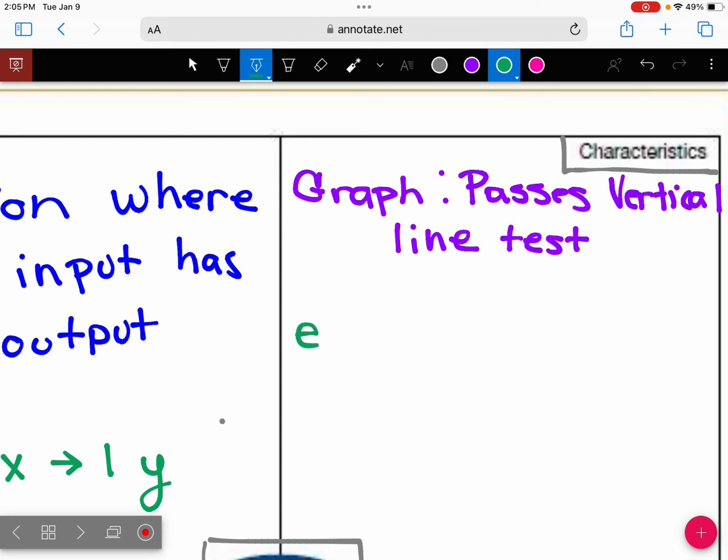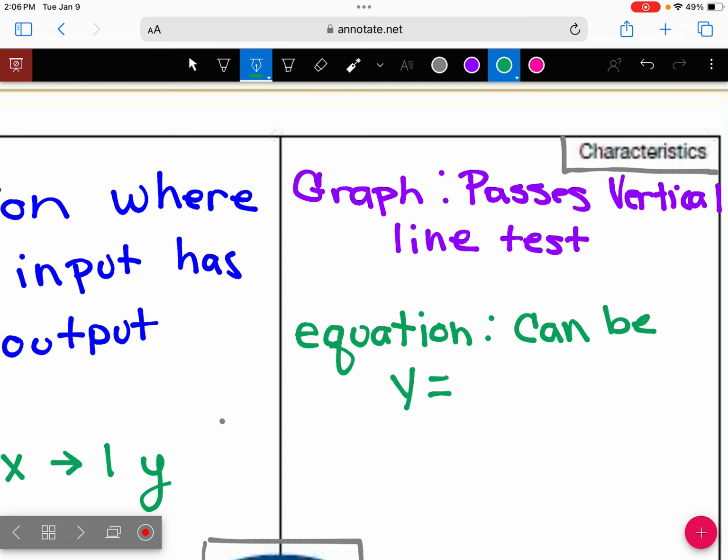If it's an equation, it can be written as a y equals. So not y squared equals, not anything else kind of wonky with it. It's got to be a y equals. Then it's going to be a function. It might not be written like that on the card, but it will be solvable to there.